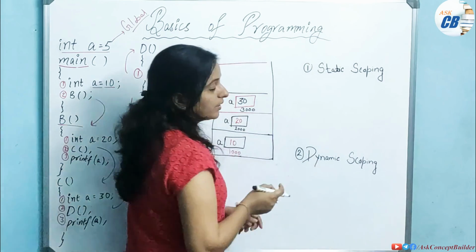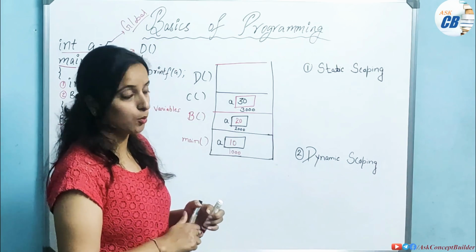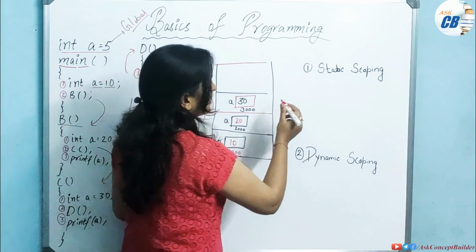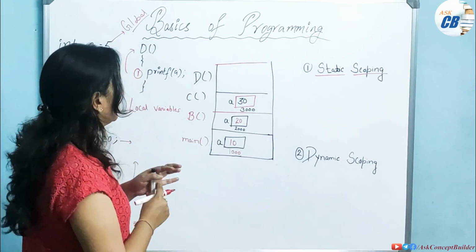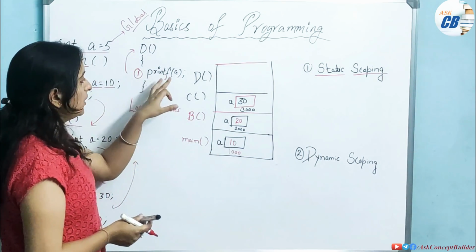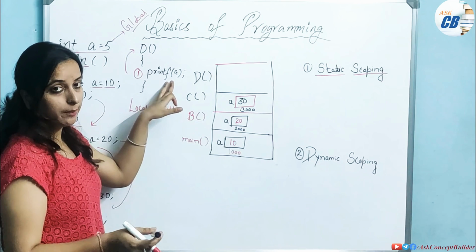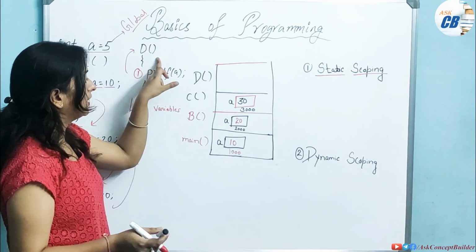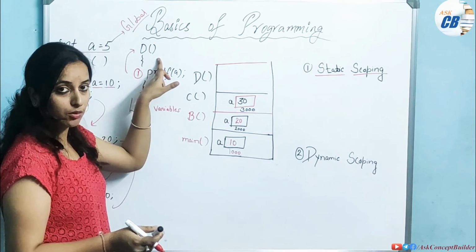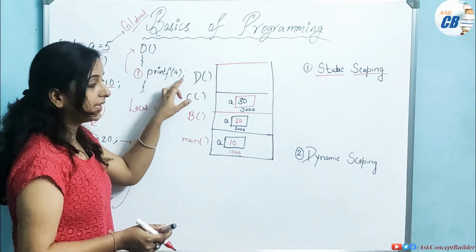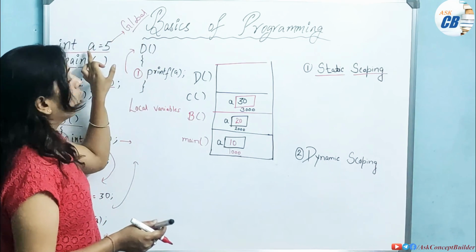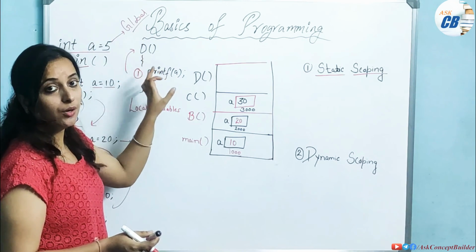Now we'll see what is the difference between these two types of scoping. Okay, now see what happens in static scoping. If you are using static scoping, what will happen if we are printing the value of a here? Which value will it print, because it does not have any value inside this particular function? In static scoping, this a will take the value of the global variable present in your program.